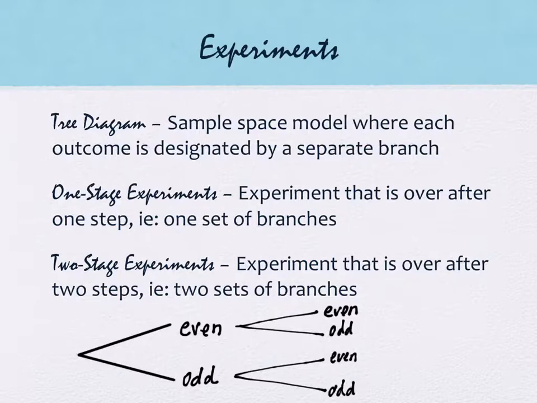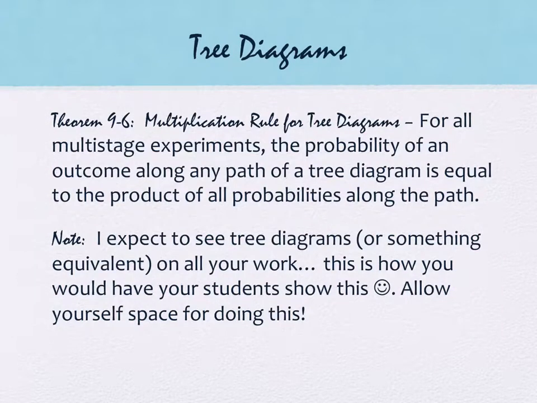A couple more things before we do a full-out example, which is example number 1, that we need to have under our belt. Multiplication rule. The multiplication rule for tree diagrams says that for all multi-stage experiments, the probability of an outcome along any path of the tree diagram is equal to the product of the probabilities along the path.